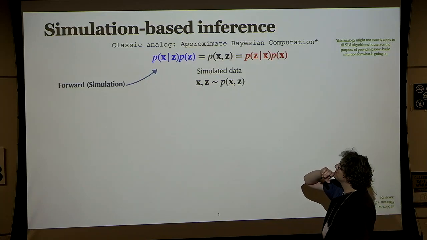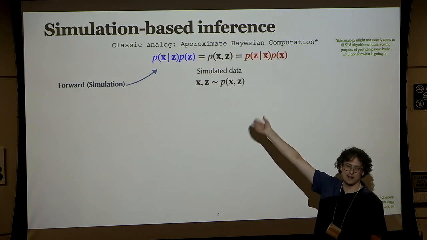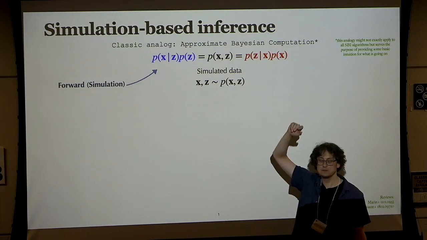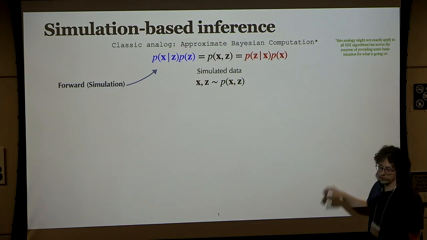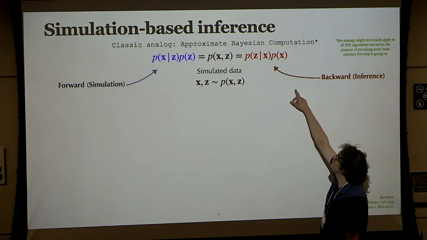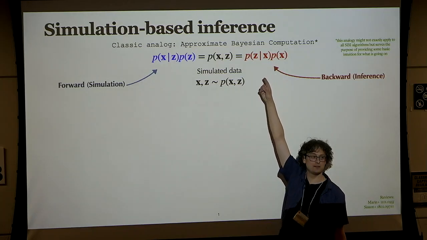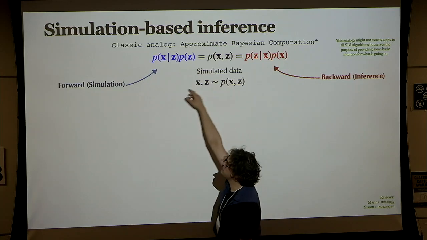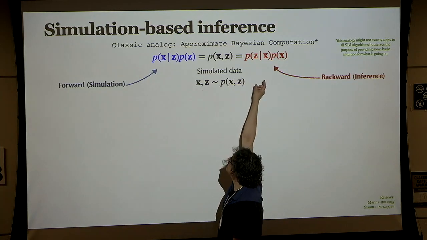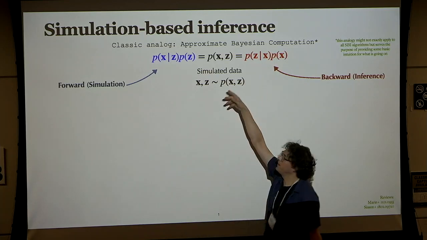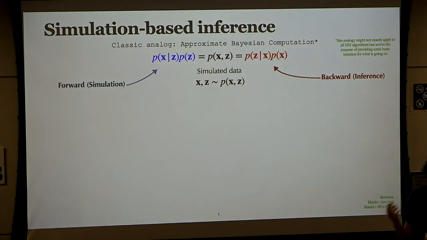So the classic analog of simulation-based inference is approximate Bayesian computation, right? And the basic trick with approximate Bayesian computation is to do this difficult thing here on the right-hand side, estimating the posterior given some observation, by actually running a lot of forward simulations. And this here is just the likelihood, so the simulator, times the prior. They are simply connected through Bayes' theorem, or the definition of conditional probabilities, really.